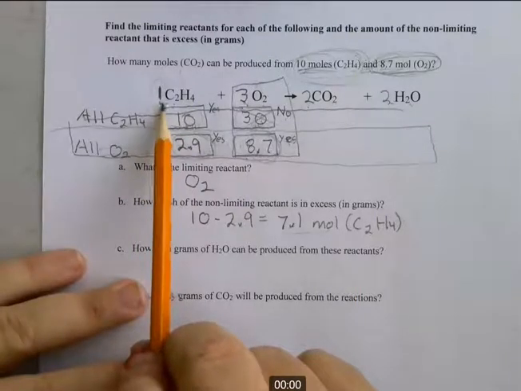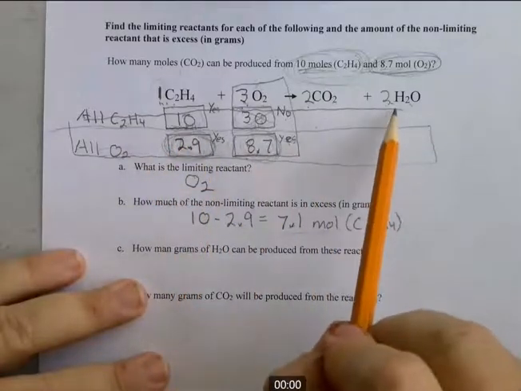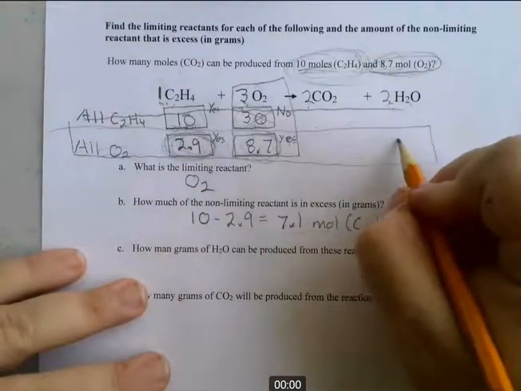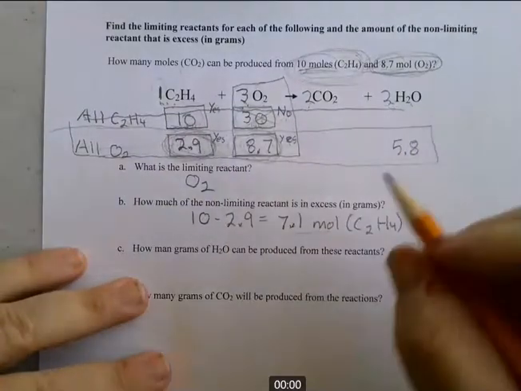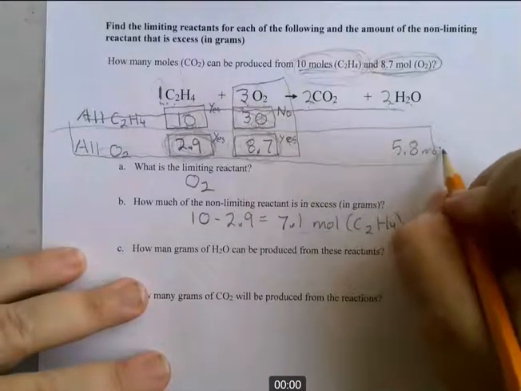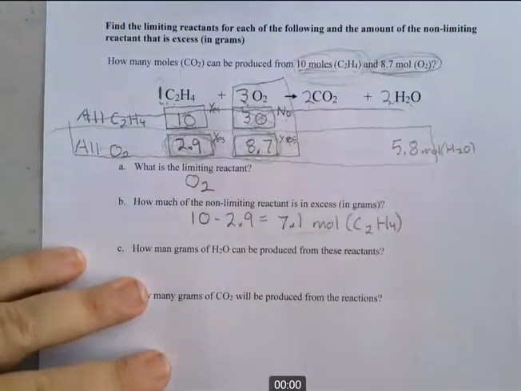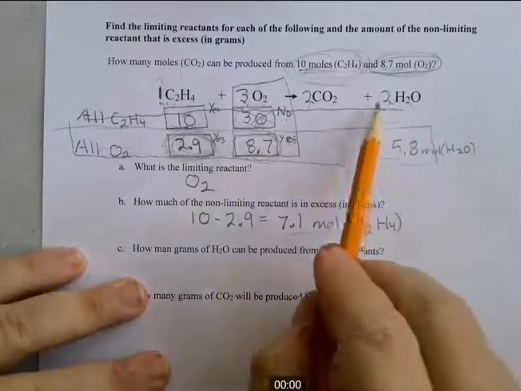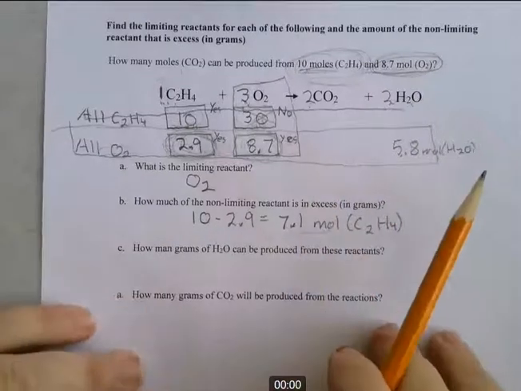So how many moles of C2H4 did we burn, or did we react? We reacted 2.9. So that means I'm going to be able to get twice that many moles of H2O, so that would be 5.8 moles of H2O. Okay? So you end up with twice as much of this as this. But it's asking for grams.